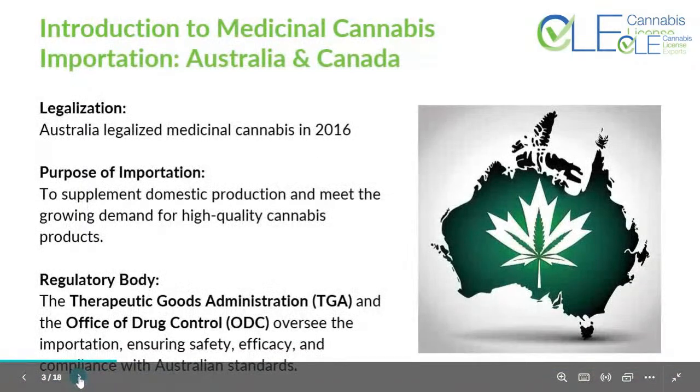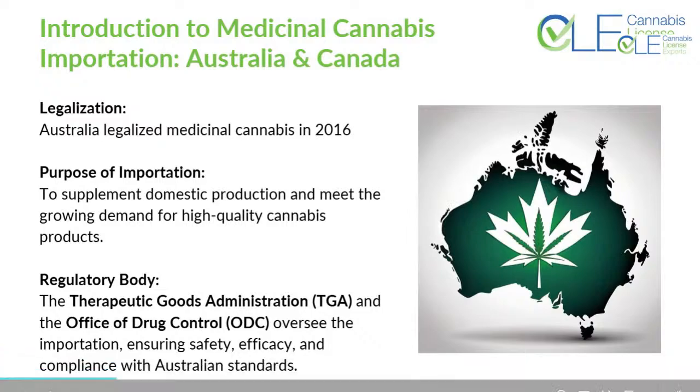So let's just get right into it. Legalization in Australia happened in 2016 for medicinal cannabis, and it is still a very restrictive medical market. So it's very specific to conditions.